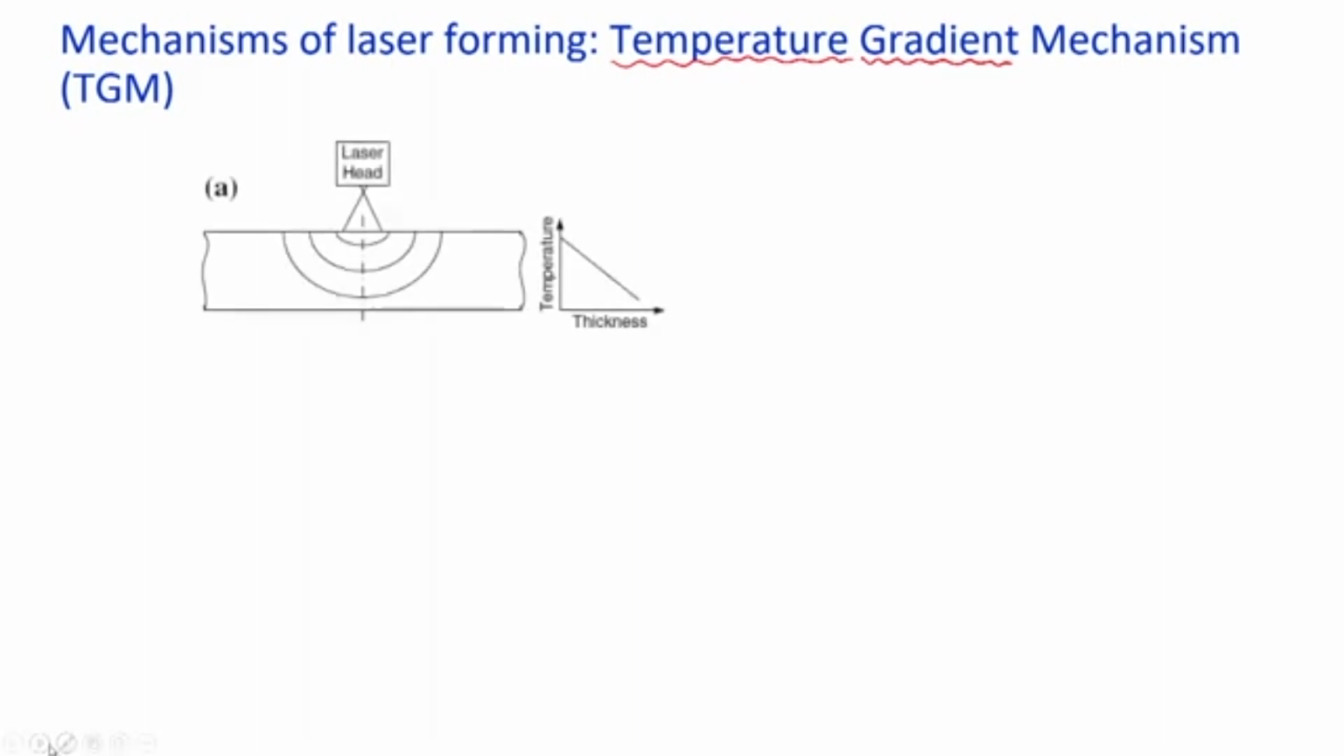Now, let us see how exactly the lasers are deforming the material. There is a prominent mechanism that we call the temperature gradient mechanism, TGM, which helps to deform materials by using lasers. Let us see the meaning of TGM, temperature gradient mechanism. Now, on your screen you can see there is a worksheet, and this worksheet has a certain thickness.